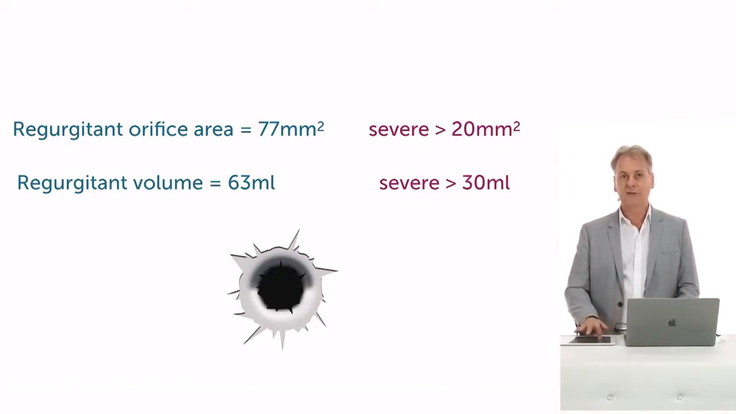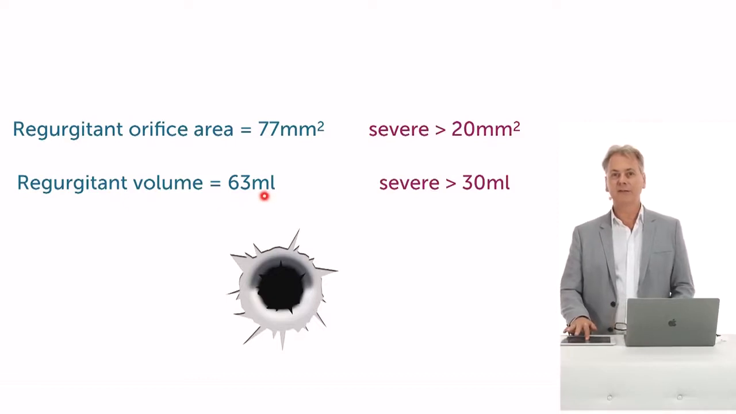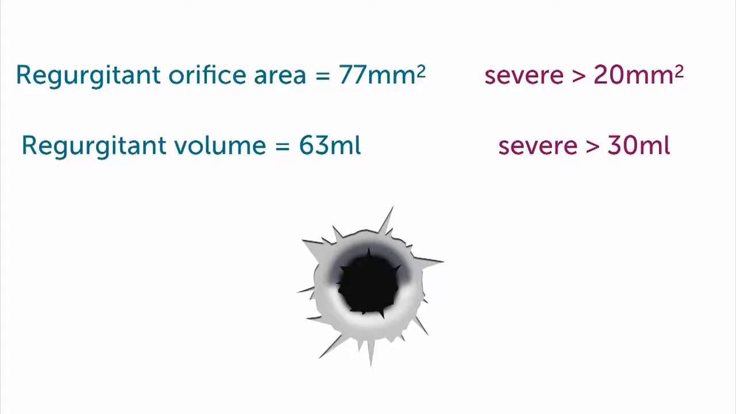If you look at the regurgitant volume, we have 63 milliliters, which is also twice as much actually as the guideline states for severe regurgitation. One thing to understand in this specific situation is that because the patient has such a low pressure, there is relatively little resistance, and therefore we have not so much flow going backwards. Still, despite the fact that she's almost in shock, we have a very high regurgitant volume.